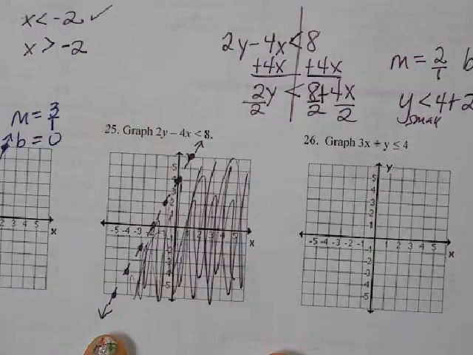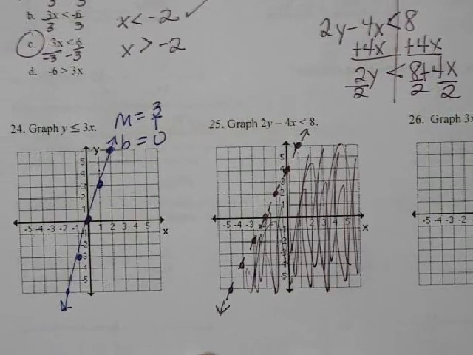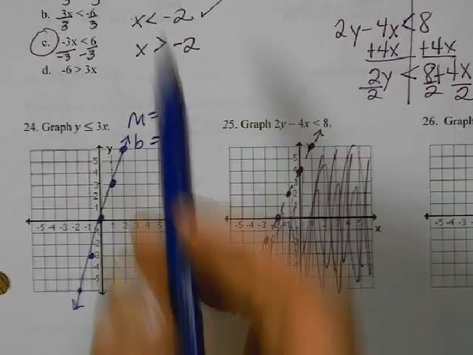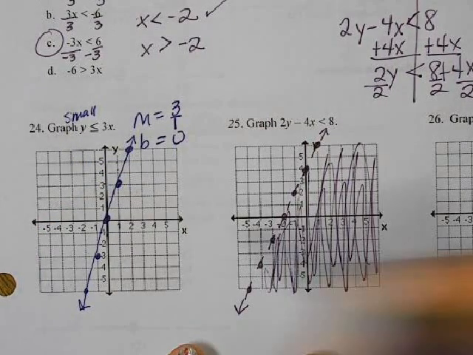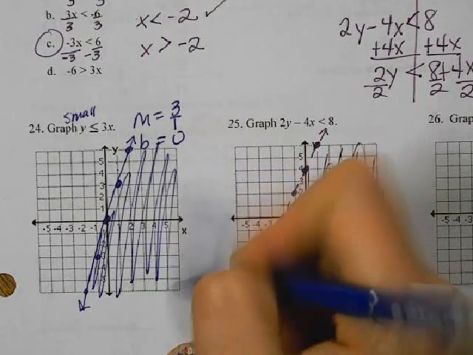Holy cow, on number 24, I totally forgot to shade. I just graphed the line. Y is on the small side, so that means I'm going to shade below it as well.